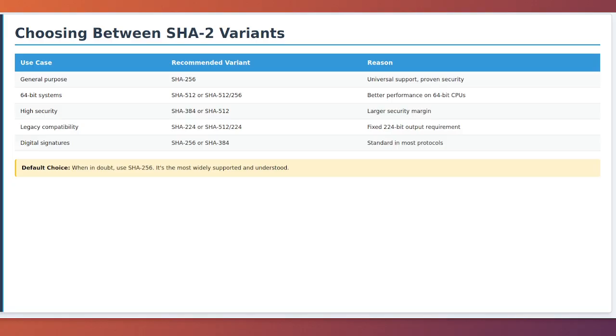Performance considerations matter. Measure on your target hardware. Security considerations matter too. Ensure your chosen variant provides adequate collision and preimage resistance for your threat model. Compatibility matters. Ensure your platforms and protocols support your choice. When in doubt, SHA-256 is a safe default that is universally supported and well understood.